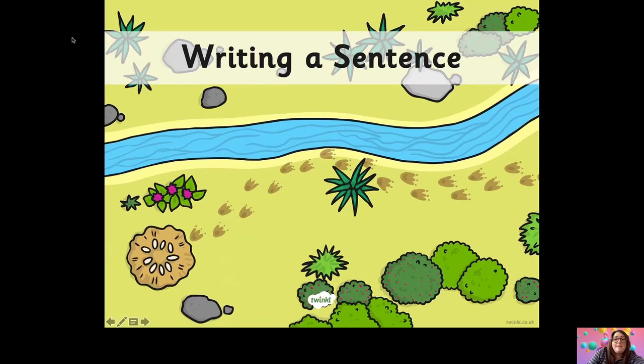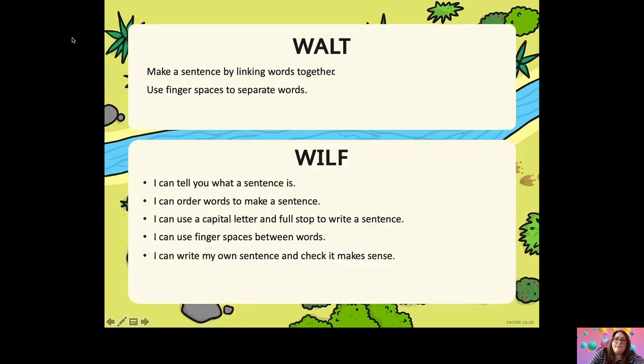Hi Year 1, today we're going to be looking at how to write a sentence.